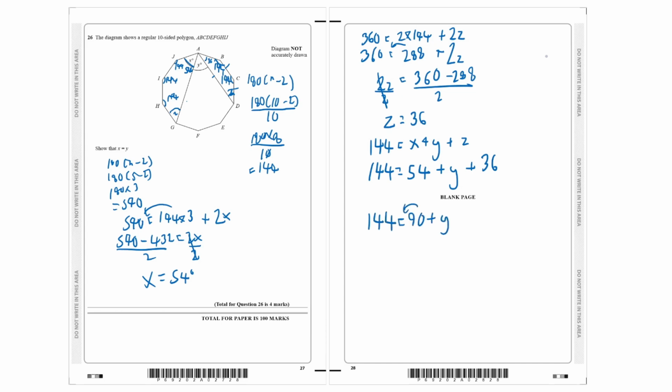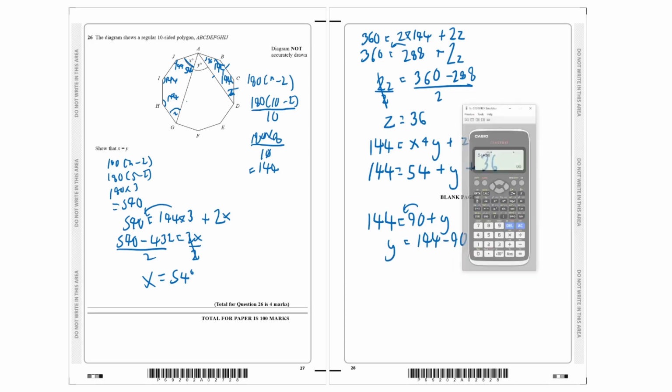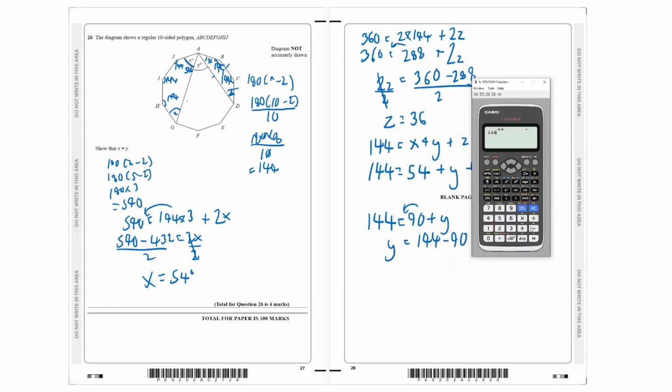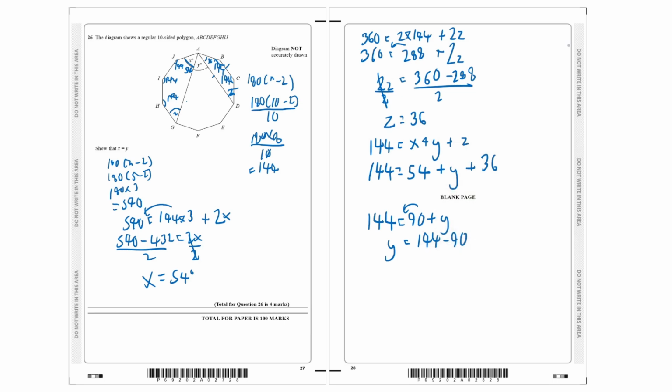We can then bring 90 to the other side. We have y is equal to 144 minus 90. And we can see here that 144 minus 90 is equal to 54. y is equal to 54. x is also equal to 54. Therefore, y is equal to x.